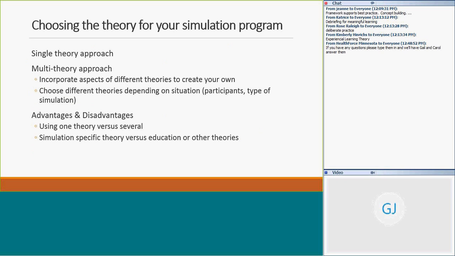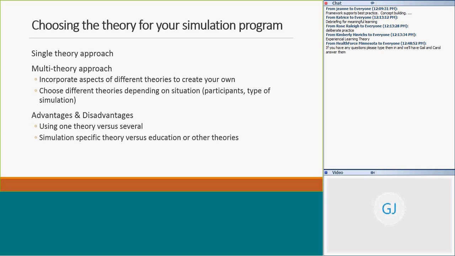So we have just 5 minutes left. So I'm going to talk really briefly on some ideas for choosing a theory for your simulation program. Oftentimes we think of the single theory approach, one theory that resonates with you or with your group of faculty, or it's the program's theory. That's what you feel is the one way to go.